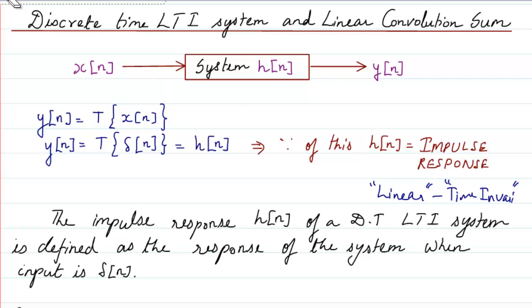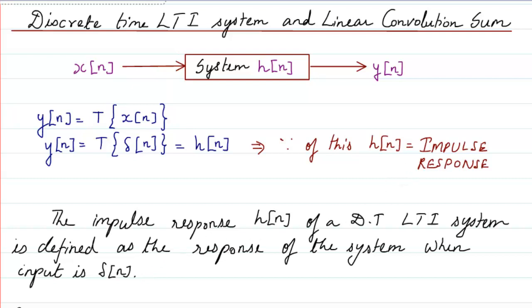Throughout your signals and systems, as well as DSP, as well as in other future subjects, when you study engineering, you will be mostly dealing with an LTI system, or a linear time invariant system. So whenever you see an LTI system, you should remember that it has a linear nature as well as being a time invariant system. The impulse response of a discrete time linear time invariant system is defined as the response of the system when the input is delta of n, which is an impulse signal.